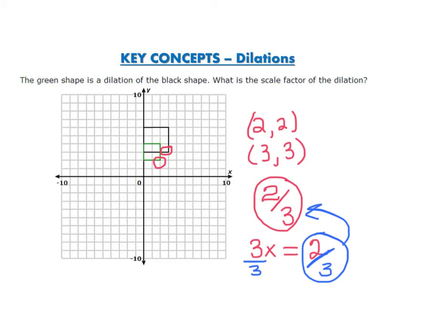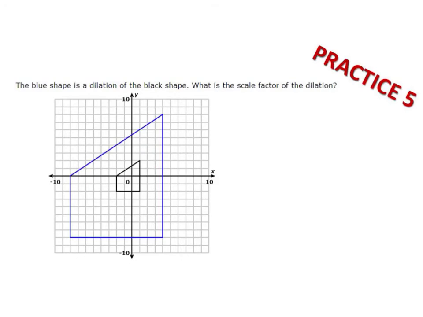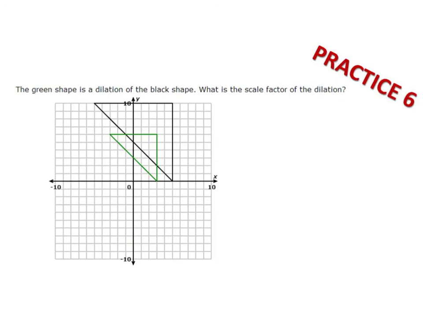And now it's your turn. Practice 5. The blue shape is a dilation of the black shape. What is the scale factor of the dilation? The blue shape, you should be getting a whole number because the blue shape is an enlargement of the black shape. And practice 6. The green shape is a dilation of the black shape. What is the scale factor of the dilation?